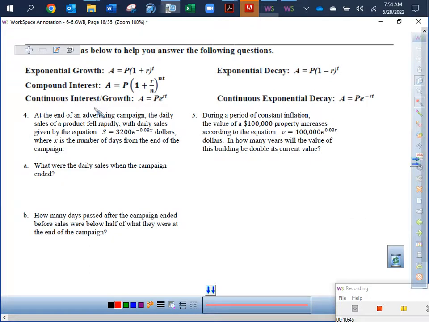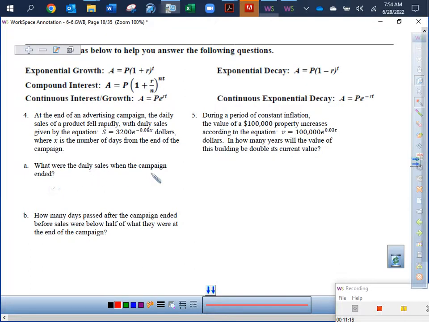How about this? At the end of an advertising campaign, the daily sales of a product fell rapidly, with the daily sales given by this equation. So here's the equation for their daily sales in dollars. x is the number of days since they ended the campaign. So an advertising campaign is, hey, we've got something for sale. Let's say it's an iPhone 14. iPhone 14 for sale. They put money into this campaign, and then all of a sudden they decided to stop putting money into it. And x is how many days since they stopped putting money into that.